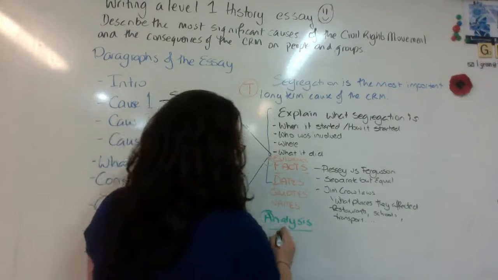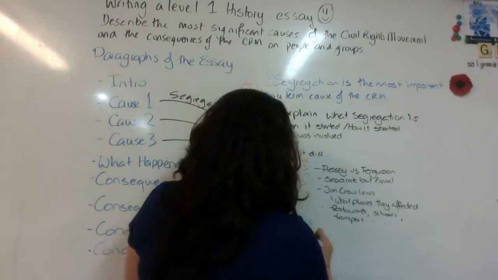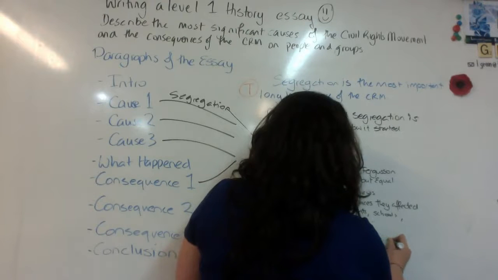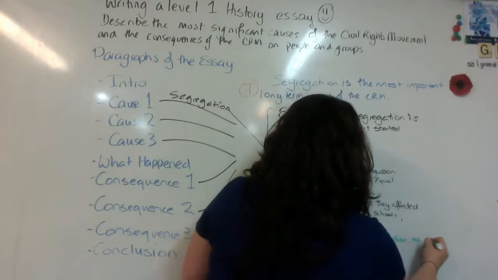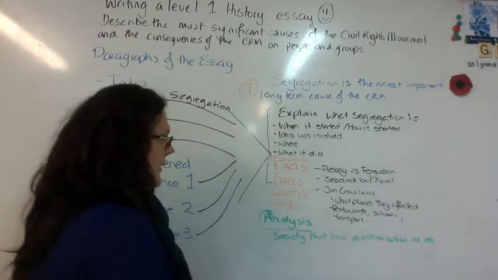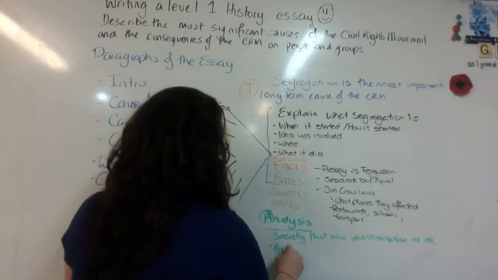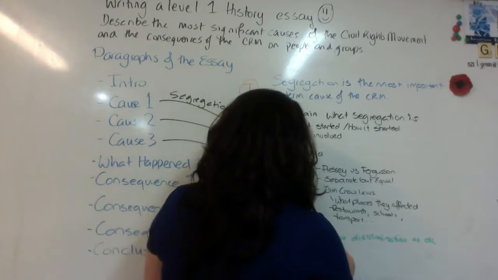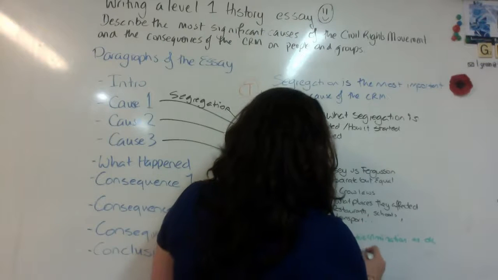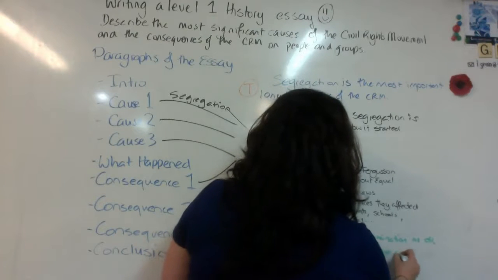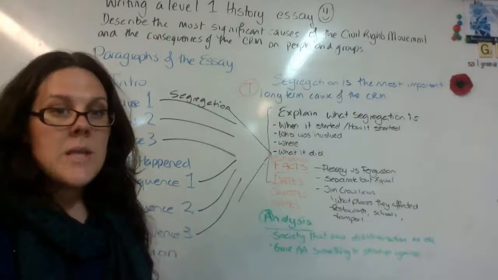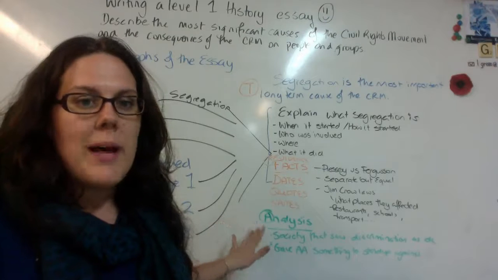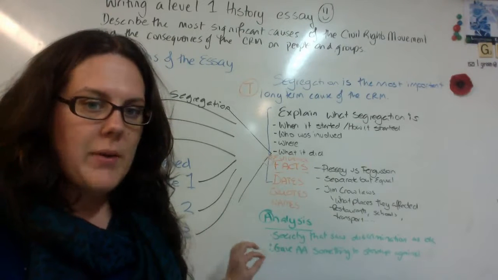So some things I might do is it created society that saw discrimination as okay. What else did it do? It gave African Americans something to stand up against. Which then leads to how we conclude this. Now there might be something more that you want to put for analysis, but for the time of this I'm going to start linking into how we do a conclusion.